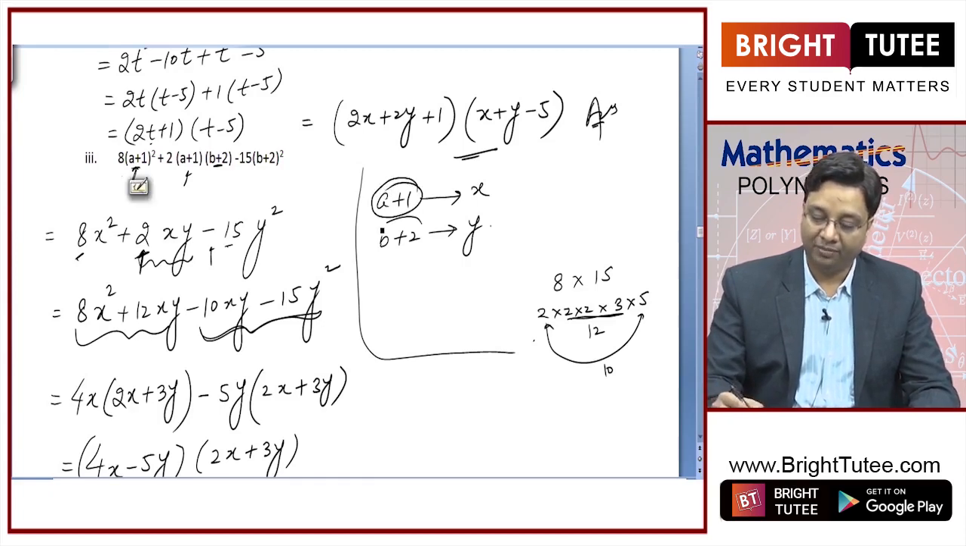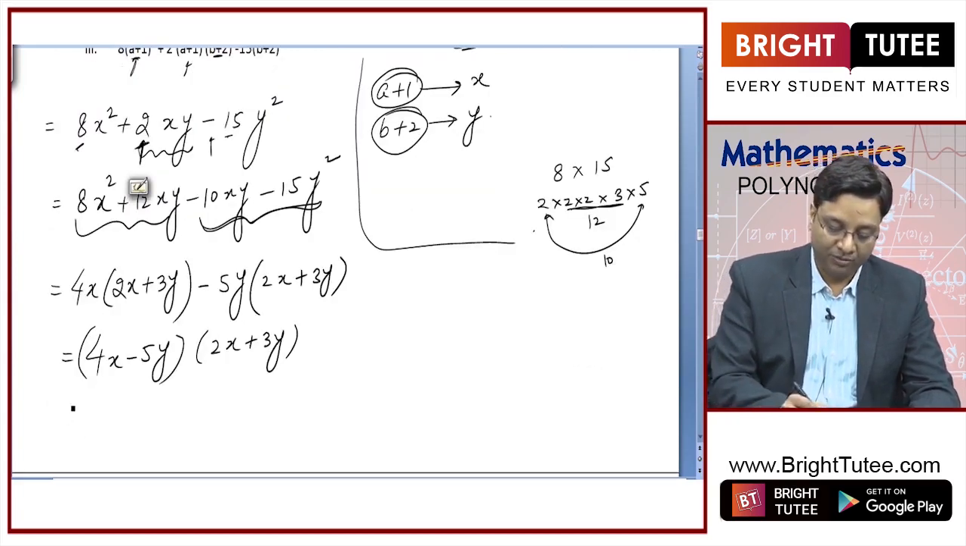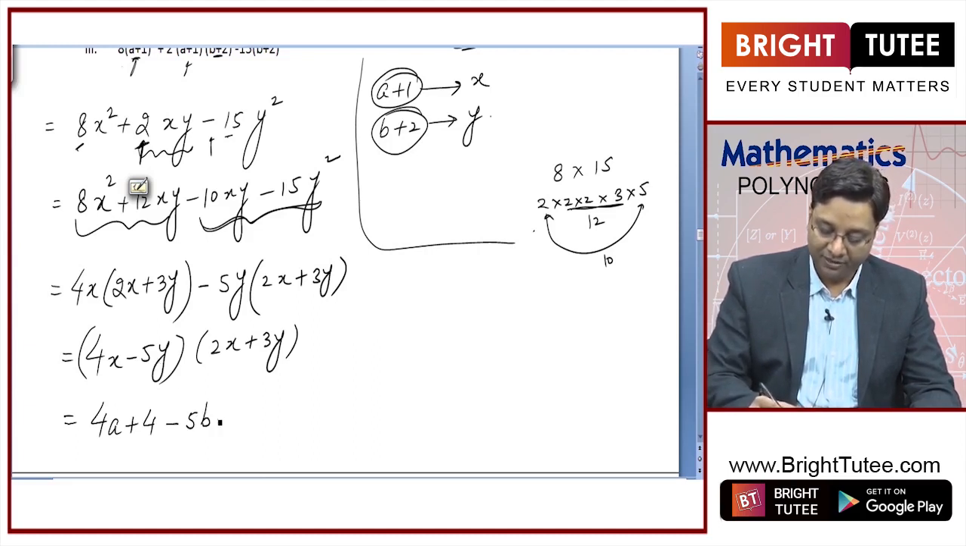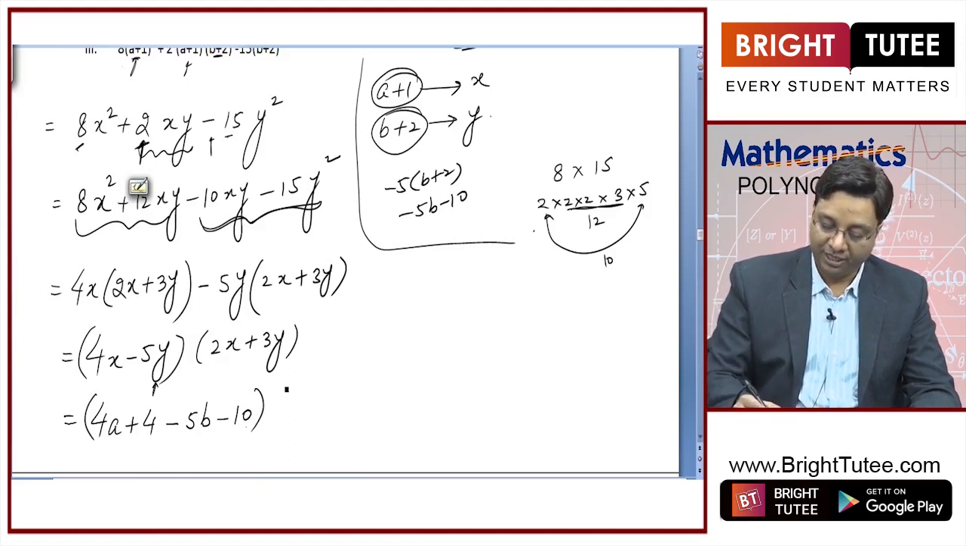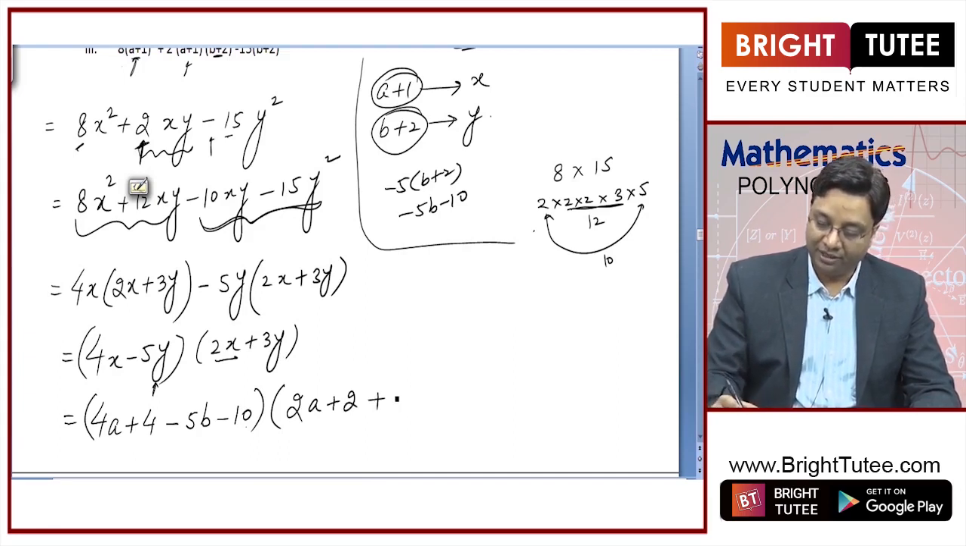x should be replaced by a plus 1, y with b plus 2. So 4 into a plus 1 will become 4a plus 4, minus 5 into b plus 2 will become 5b minus 10. If you replace y with b plus 2, minus 5 into b plus 2 will be minus 5b minus 10. That is why I have written it here. So this will be in the first bracket. In the second bracket, 2x plus 3y. So 2x means 2a plus 2, and then plus 3y means 3b plus 6.